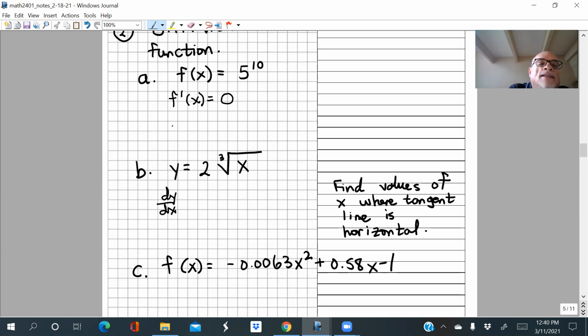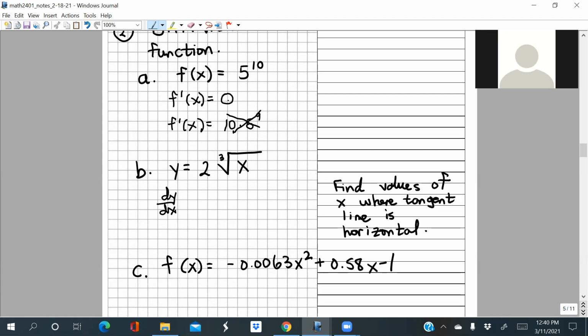Did anybody get carried away here and try to bring the 10 down and then multiply and then subtract 1 from it? So did anybody write this is the answer? 10 times 5 to the 9th power. Why is this not the answer, Van? Why is it 0? There's no x there. That's right. Okay. There's no x. So that means this formula is just a what, Van? Begins with a C.